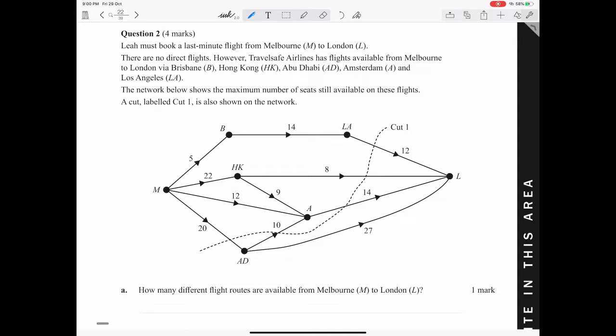So to do this question, we just need to see how many routes we can get from M to L. So as we can see, this is 1 over here. We just use a highlighter. 1 route over here. Another one could be over here.